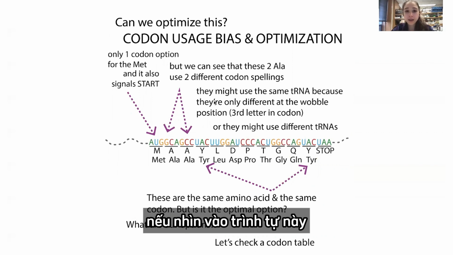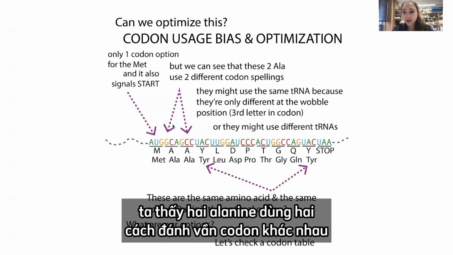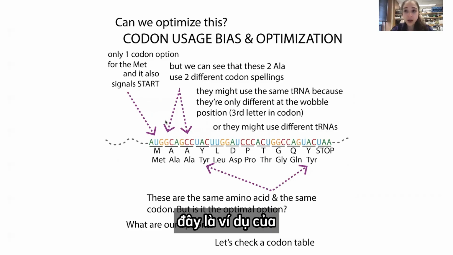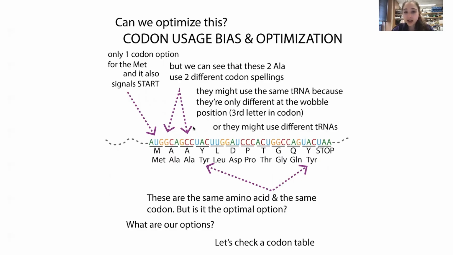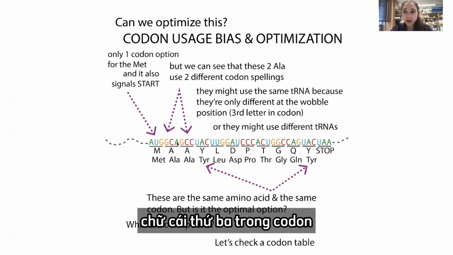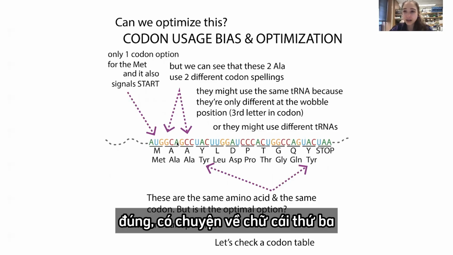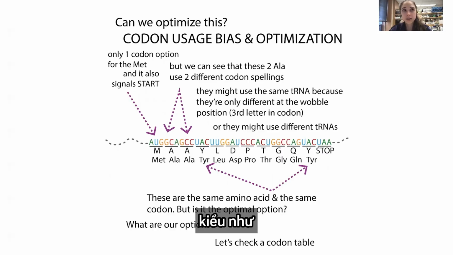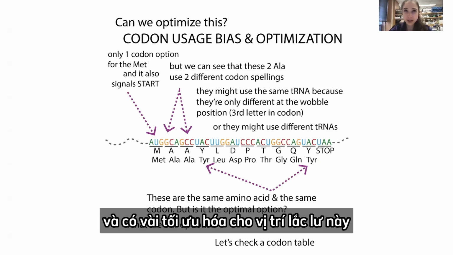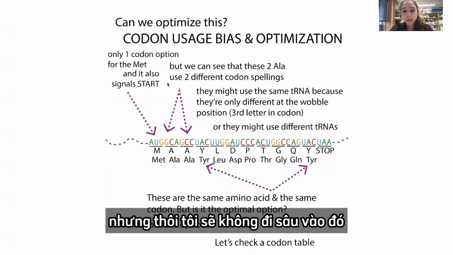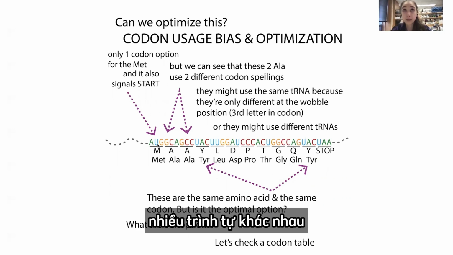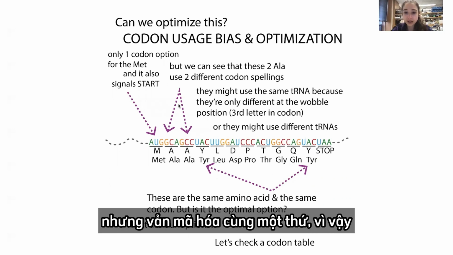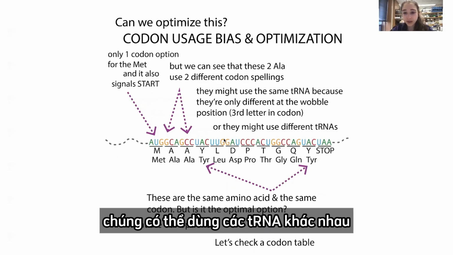So if we take into account the codon usage bias and look at this sequence, we can see that these two alanines use two different codon spellings. So this is an example of degeneracy. They might use the same tRNA because they're only different at the wobble position, the third letter in the codon. There's some stuff with optimization of the wobble position, but I'm not going to get into that. Some tRNAs can go to multiple sequences, but it's always going to spell the same thing. So they might use different tRNAs.